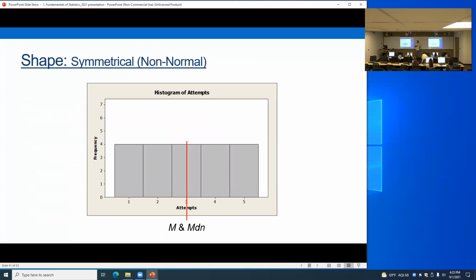We can also have symmetrical distributions that are non-normal in other ways, right? How would we describe, Matt, how would you describe this distribution here? Uniform. It's a uniform or square distribution, right? So the values are all the same, right? So it is symmetrical.